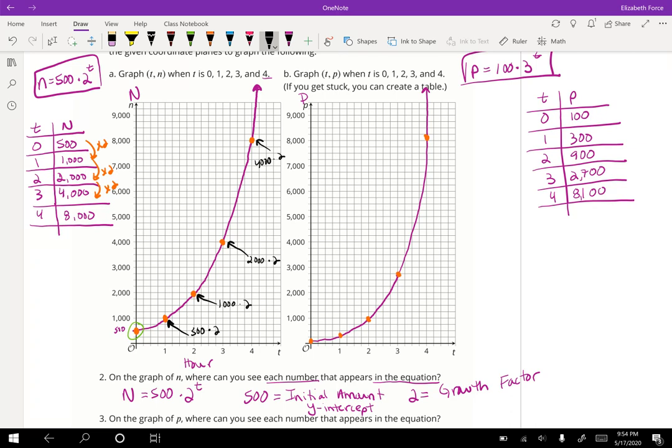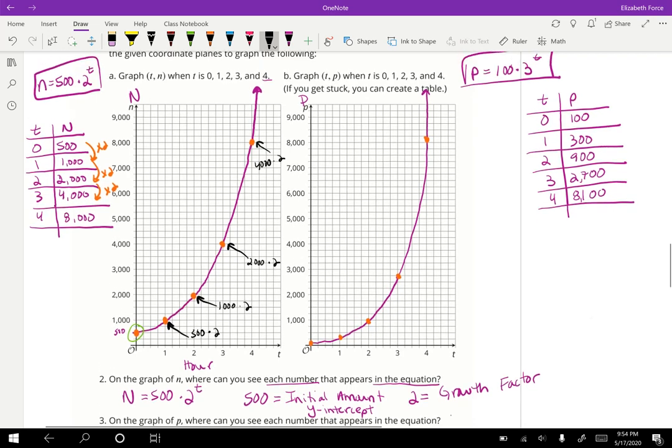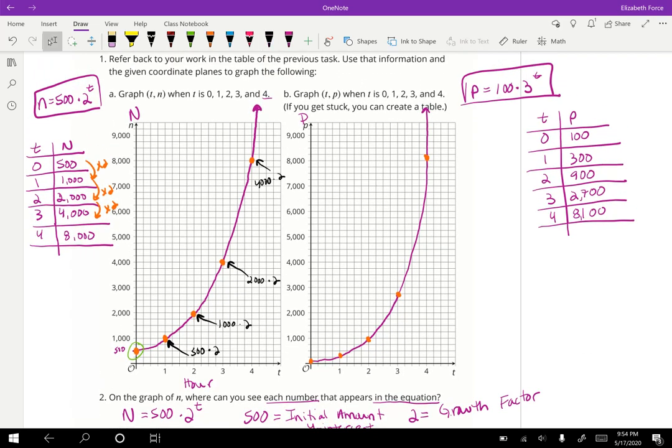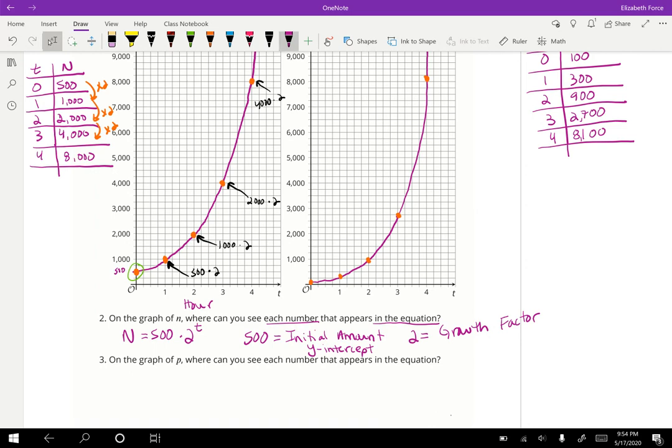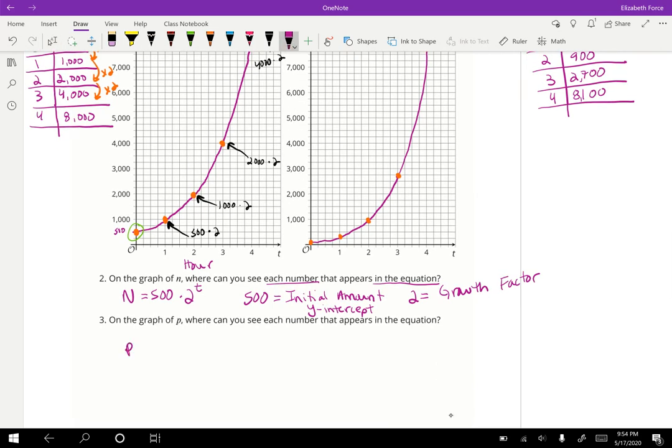And we can apply the same concept to answer number 3. How do the 100 and the 3 appear in your graph? So if I rewrite the equation down here, P is equal to 100 times 3 to the T. The 100 is our initial amount, which is also called the y-intercept. Where are we starting? The 100 is your initial amount. And then your 3 is your growth. Because we're multiplying, we call this the growth factor.